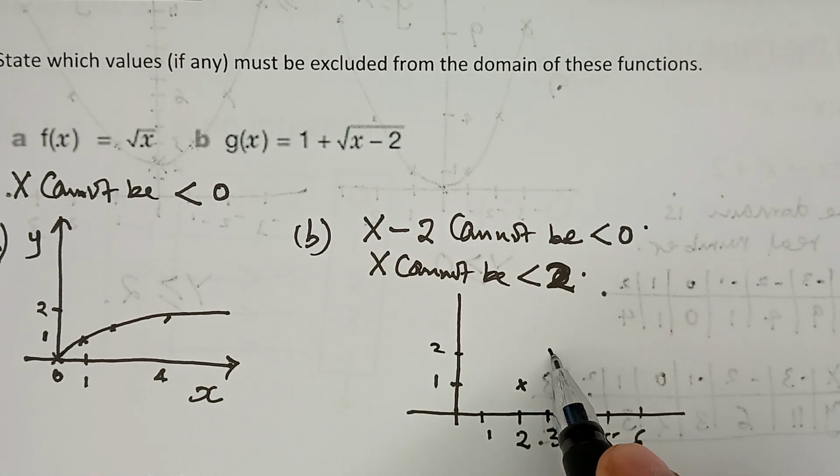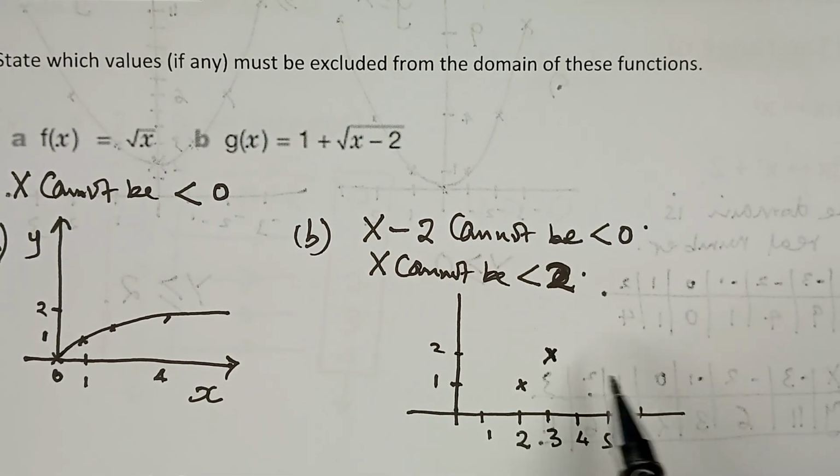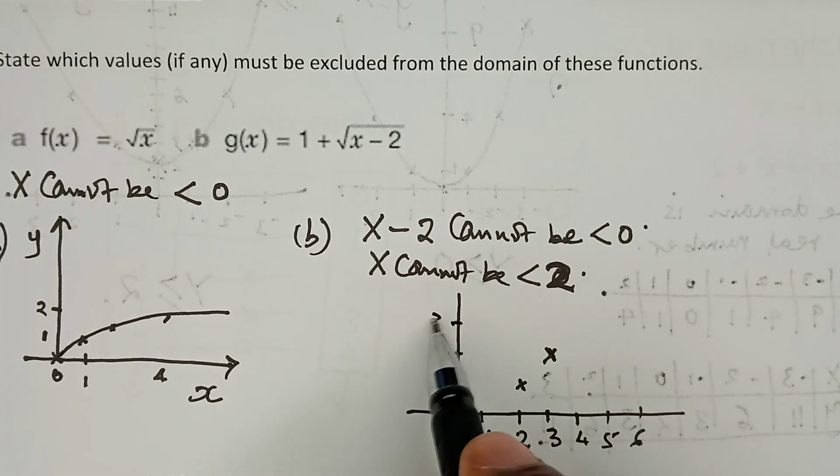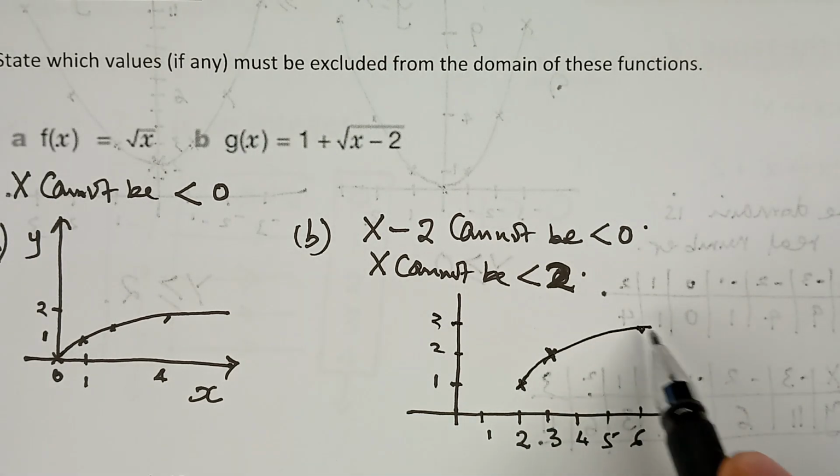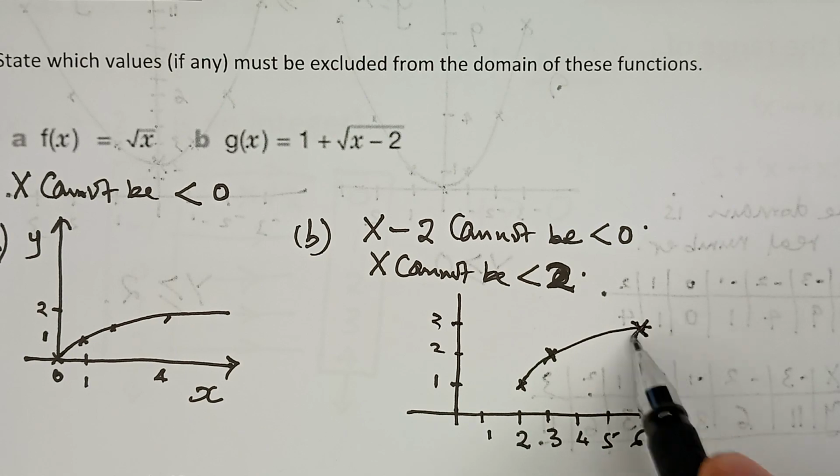Then we have y being equal to 2. When x is 6 for that matter, 6 minus 2 is 4. The root of 4 is 2. 2 plus 1 is 3. Then we have a graph that looks like this.